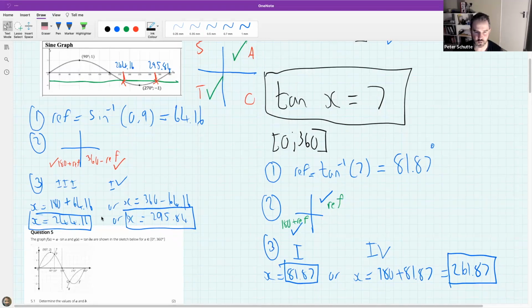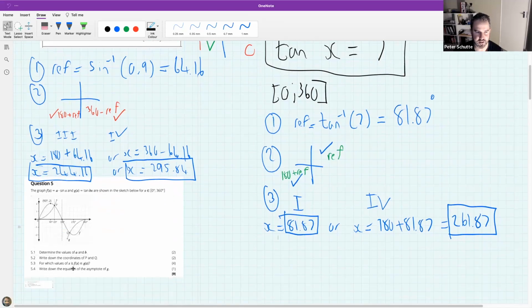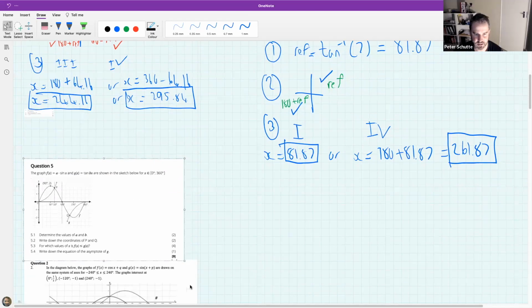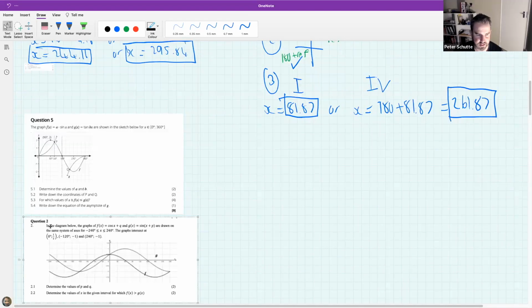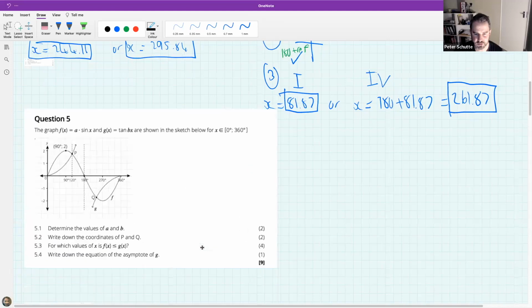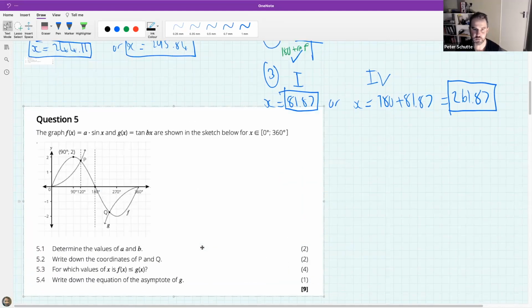Okay, now that was a good little recap. I think it was important to do that. Let's move on to another exam type question. And let me just move this out the way for a second so we can move that down. So part 2 of today's working out is to apply what we learned in the last lesson to an exam question. So let's have a quick look at this.